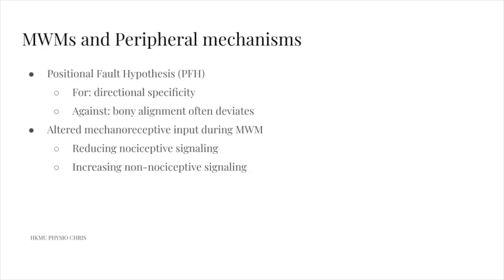Next, we'll discuss the mobilization with movement and peripheral mechanisms. So, historically, Brian Mulligan has hypothesized the positional fault hypothesis as both the cause of a range of musculoskeletal pain conditions and the explanation for the mobilization with movement effects. Importantly, Mulligan found that the direction of the glide was critical to the outcome of the technique.